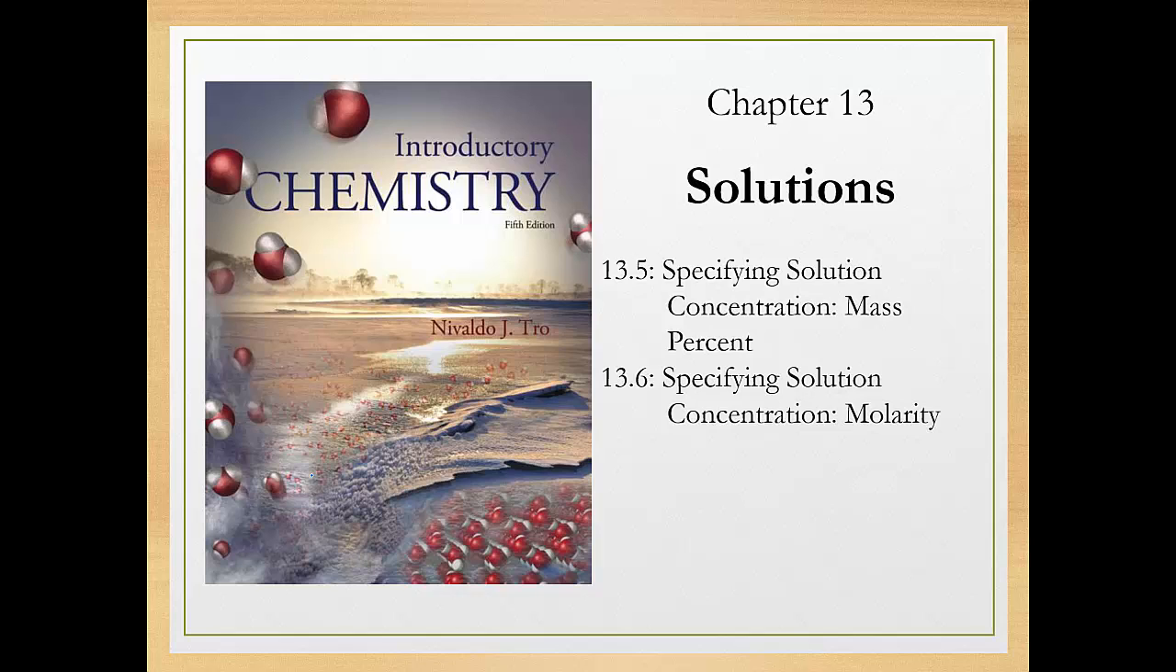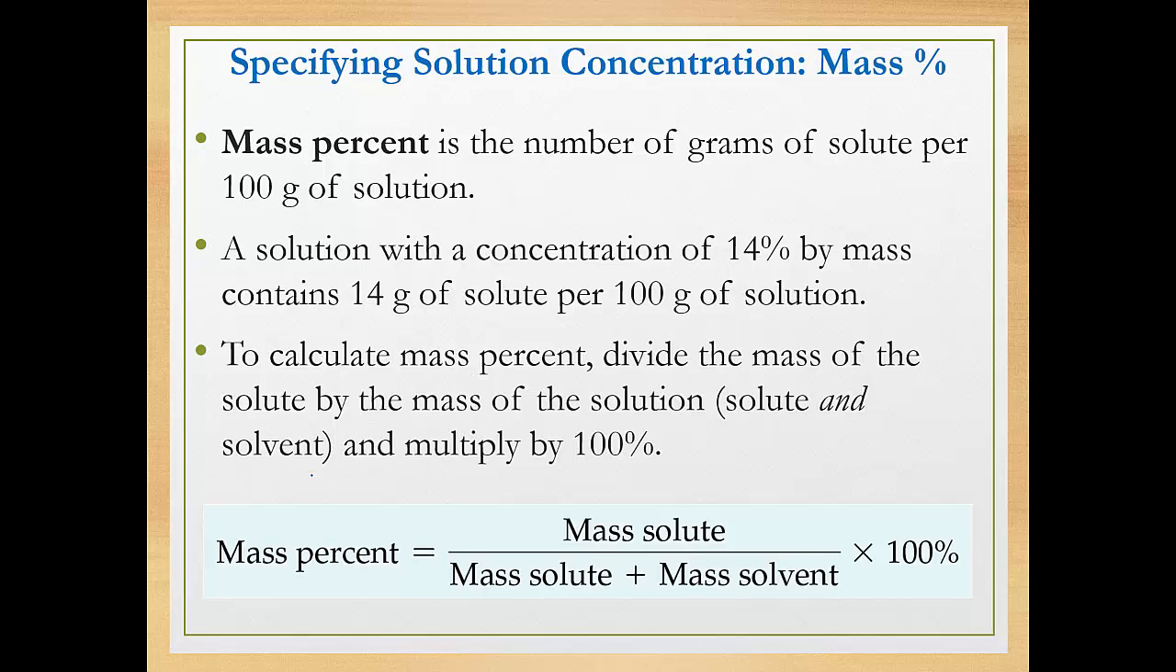In the next part of Chapter 13, we're going to be looking at the quantitative aspect of solutions, in particular the calculation of a mass percent and a molarity for solution concentration. Okay, so these are two different ways to express the amount of solute in a solvent for a solution. Mass percent is simply the number of grams of solute per 100 grams of total solution. Okay, so solute per solution, not solvent.